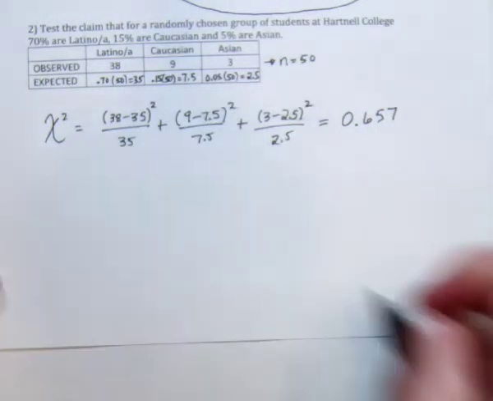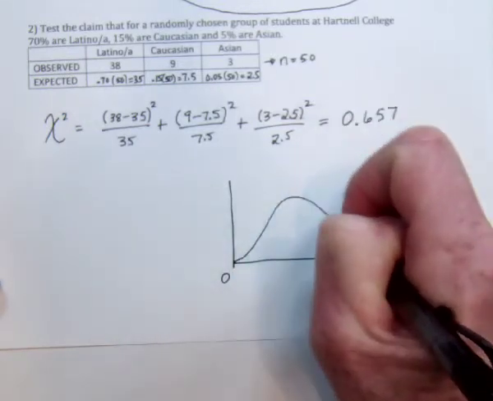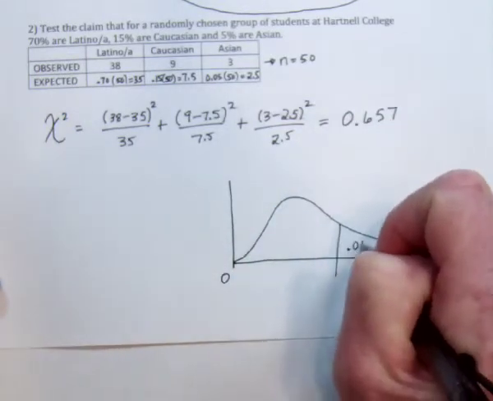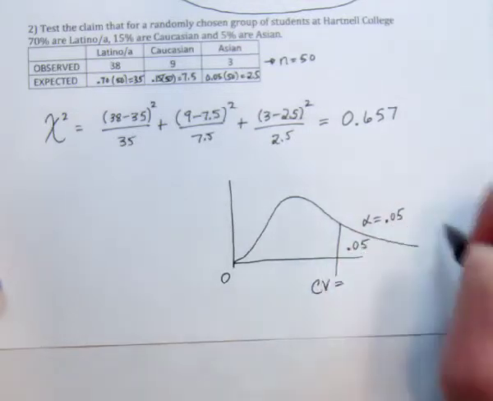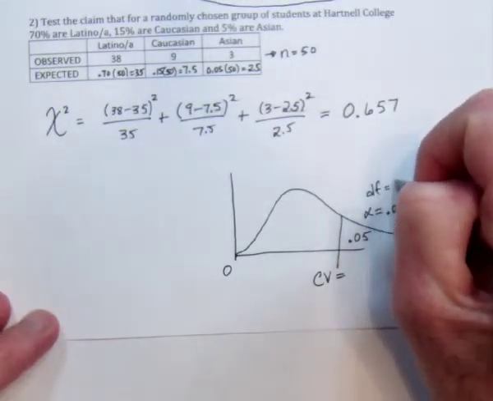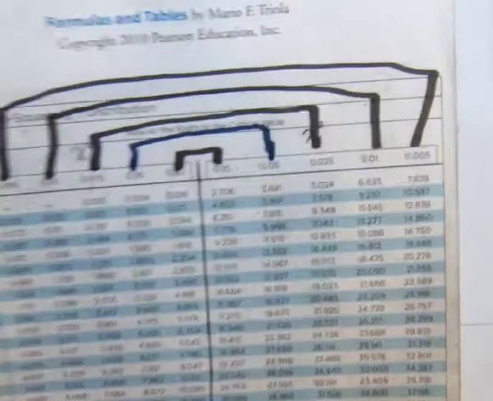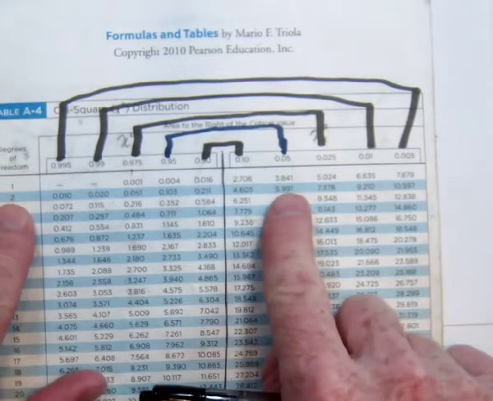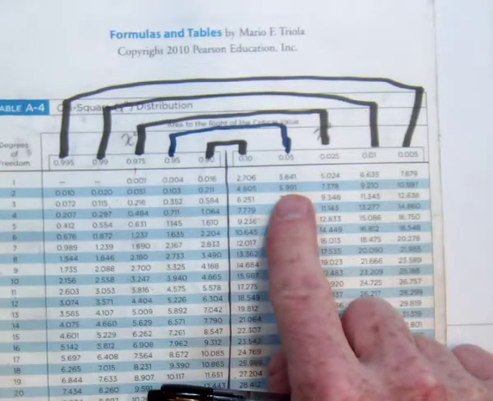Okay, so again, the distribution is chi-squared. It starts at 0. This is a right tail only test, so alpha equals 0.05 in the right tail. Critical value comes from table A4. And we have degrees of freedom is the number of categories minus 1. So degrees of freedom is 2. So degrees of freedom 2 and 0.05 means it's this one, 5.991.